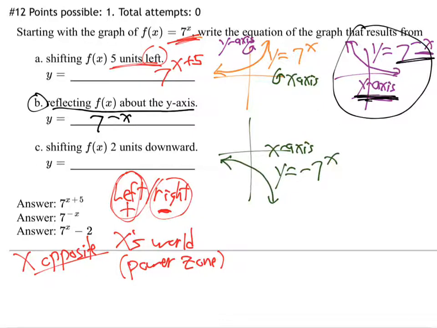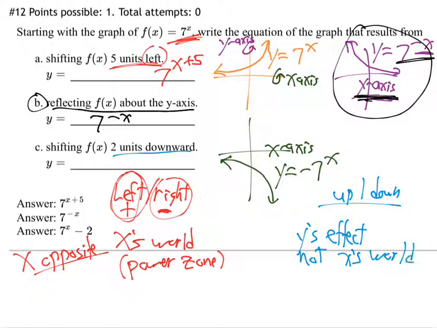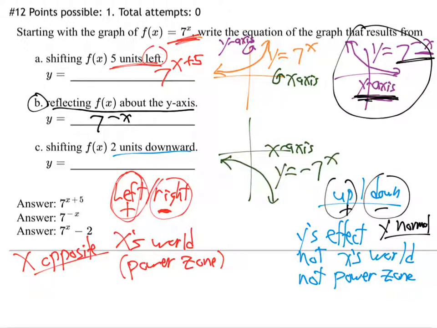And then last one, coming down here. What about up, down? That's a y effect. Up, down is y, not x's world. Up and down is not a sideways. It's not the power zone. Up is positive. Down is negative. Y is normal, like what you'd normally expect. Positive up, negative down. So 2 down. So 7 to the x is our basic function, and then down 2 is minus 2. Minus 2 right in the front out there. Or the back, I should call it the back. But it's not in x's world. There we go.